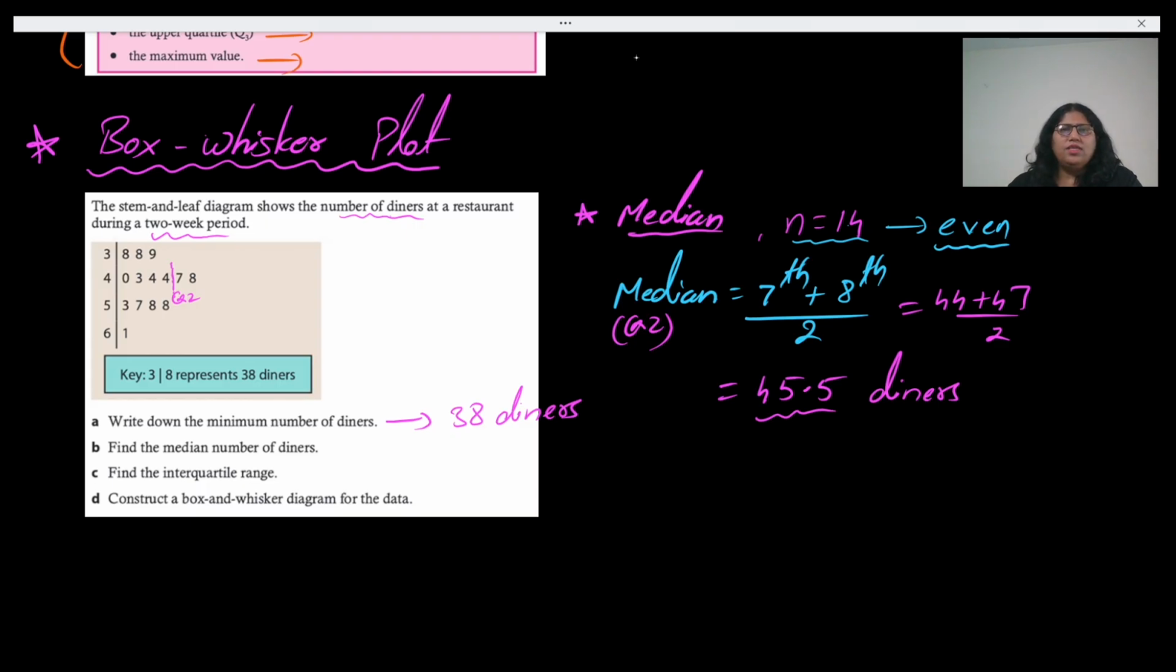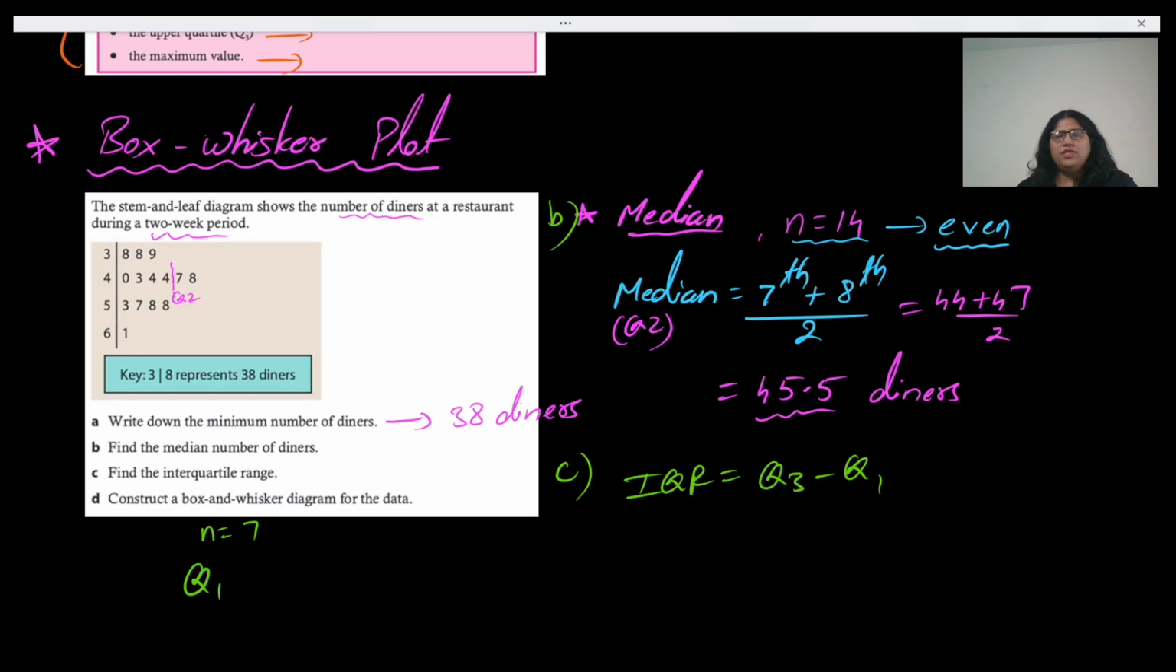Now after that, what is the next part they are asking here? Find the interquartile range, right? So this one was part B. Part C says you know that the IQR, which is the interquartile range, is Q3 minus Q1. For the first quartile, which is the lower quartile, the median divides the data into two equal halves. The first half has 7 observations: 1, 2, 3, 4, 5, 6, 7.